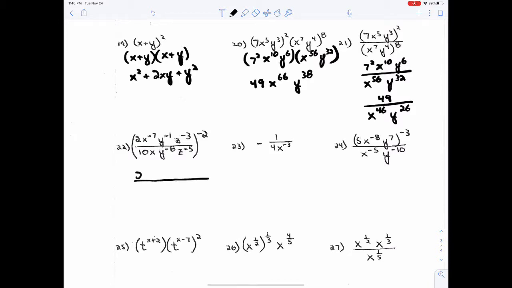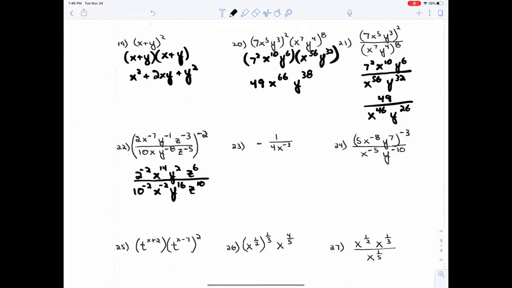Okay, so we have 2 to the negative 2nd. X, negative 7 times negative 2 is 14. Negative 1 times negative 2 is 2. Negative 3 times negative 2 is 6. And then on the bottom, we have 10 to the negative second, x to the negative second, y to the 16th, and z to the 10th.